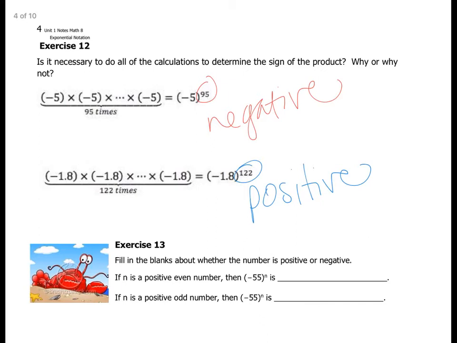And then exercise 13 says, fill in the blanks about whether the number is positive or negative. So if n is a positive even number, and if n is a positive odd number, it says they both are positive. It's saying that your exponent is positive. So that's not the information we're looking at. We're looking at whether or not it's even or odd. So for the first one, if it's an even number, it will be positive. If it is an odd number, it will be negative.